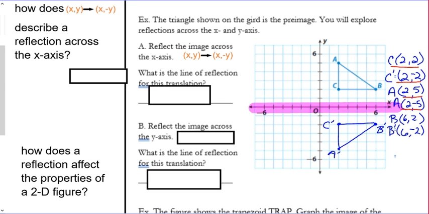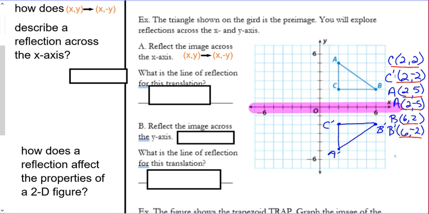Okay. B, (6, 2) was its original, the pre-image, and then whenever I flipped over the line of reflection, the x-axis, it became (6, -2). Y became the opposite, x stayed the same. And so that's what this right here is telling me.